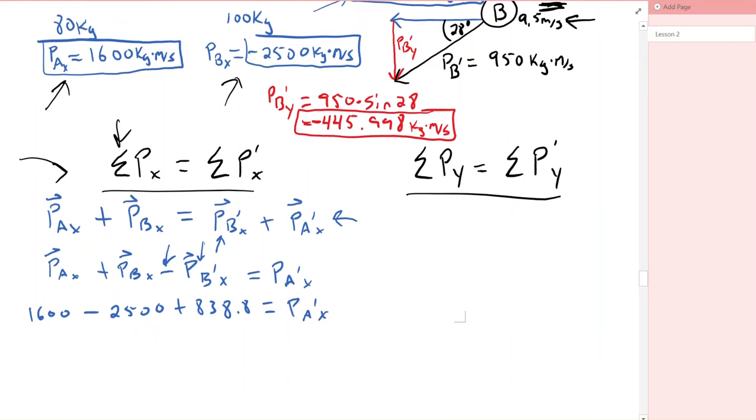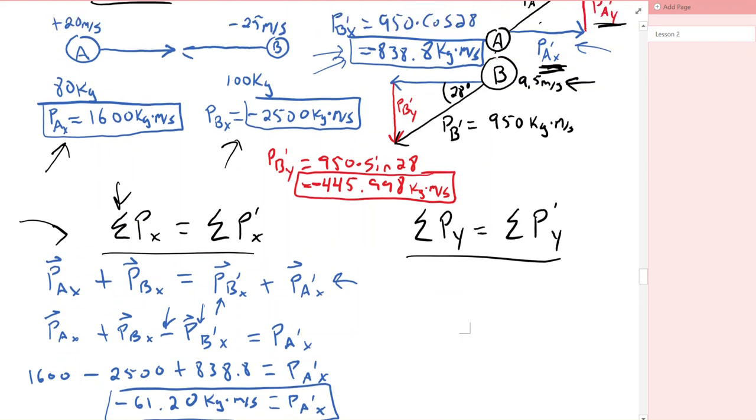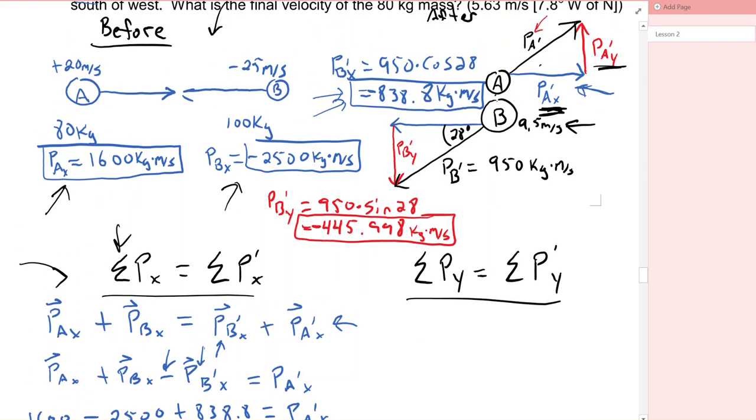All right, so that's going to be equal to negative 61.20 kilograms times meters per second. And that's equal to PA after of x. All right, I need that. Okay, so that's one piece of my puzzle. I just found this one, right, for that triangle.